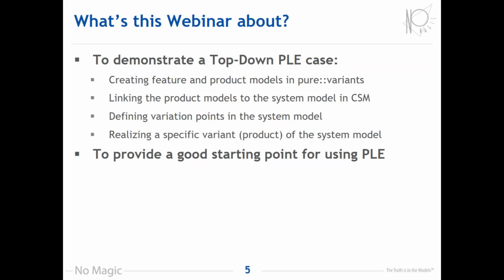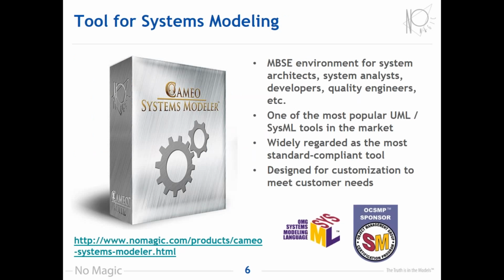So what is it all about? Today's webinar is to present a top-down PLE case and provide a good starting point for using PLE with Cameo Systems Modeler and Pure Variants. We will do all of the things listed here, like creating feature and product models in Pure Variants. Then we will be linking the product models to the system model in Systems Modeler. Then we'll define the necessary variation points in the system model. And then we will realize specific variants of the products described in the systems model.